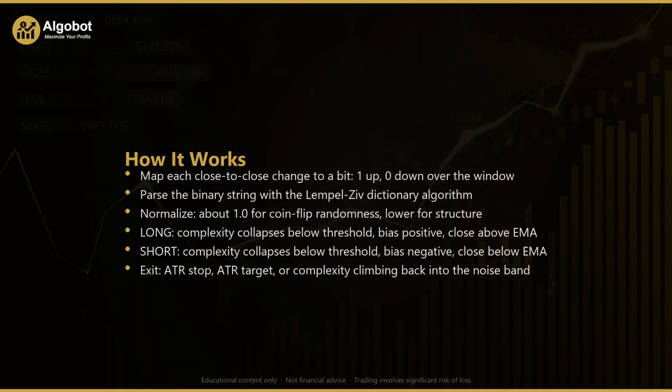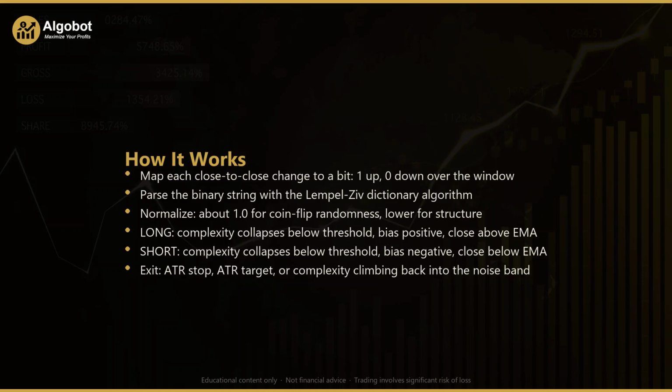On every completed bar, the EA rebuilds its binary sequence from the most recent window of closes. It maps each close-to-close change to a bit, counts the up bars and the down bars, and computes the normalized Lempel-Ziv complexity of the whole string. It also reads an exponential moving average, 50 periods by default, and an average true range value for sizing its risk. The core insight is that the strategy does not simply want low complexity. It wants the moment of transition.